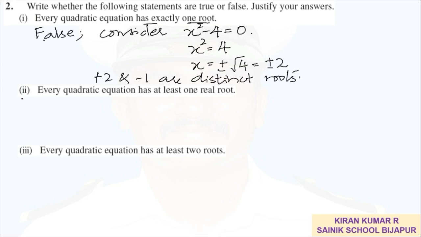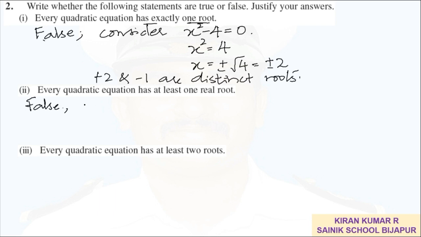So let's take up the second statement. Every quadratic equation has at least one real root. Is this statement true? Every quadratic equation has at least one real root. No, this statement is also false, because we have learned the discriminant, if it is less than 0, we will be having no real root.